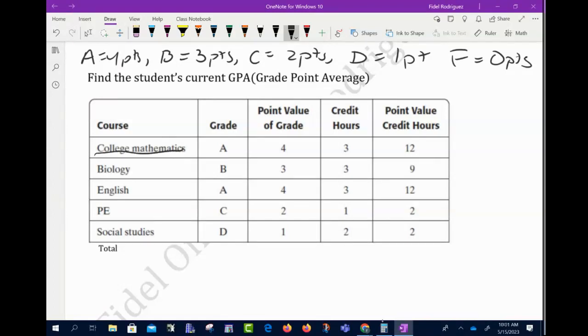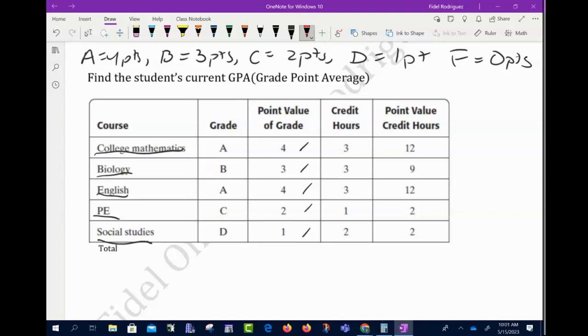So look, they told us we have a college math, a bio, an English, a PE, and a social studies class. These are the grades that the student earned. These are the point values. Remember what he said? A's are 4, B's are 3, C's are 2, D's are 1, F's don't have any. Now every class counts for a number of credits or a number of hours, right?